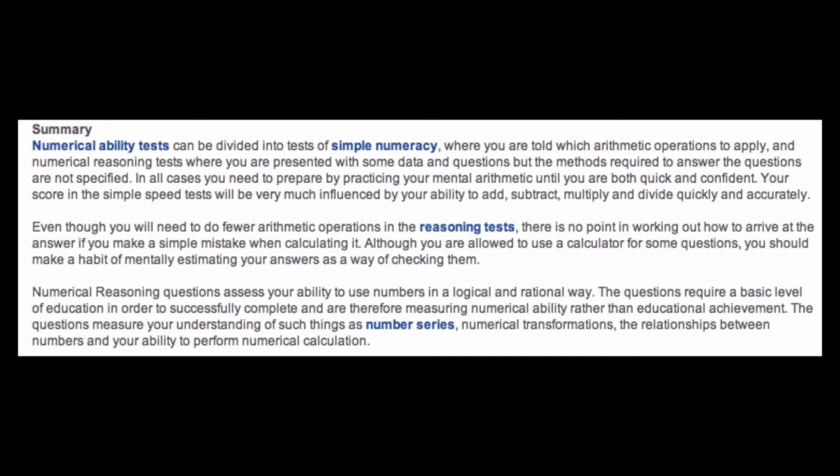Numerical reasoning questions assess your ability to use numbers in a logical and rational way. The questions require a basic level of education in order to successfully complete, and are therefore measuring numerical ability rather than any educational achievement. The questions measure your understanding of such things as number series, numerical transformations, the relationships between numbers, and your ability to perform numerical calculation.